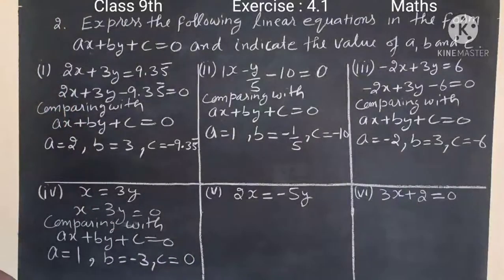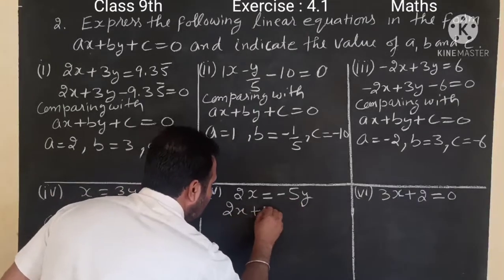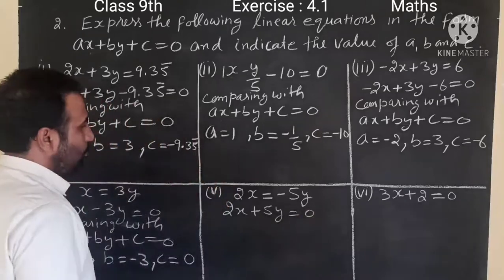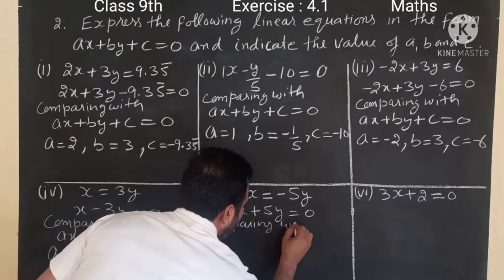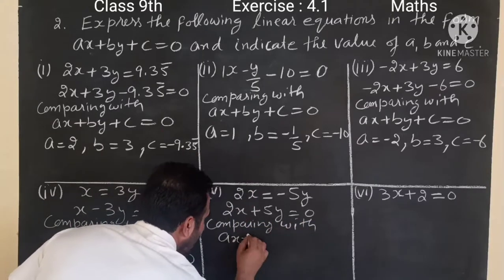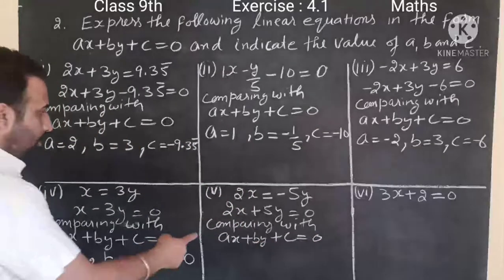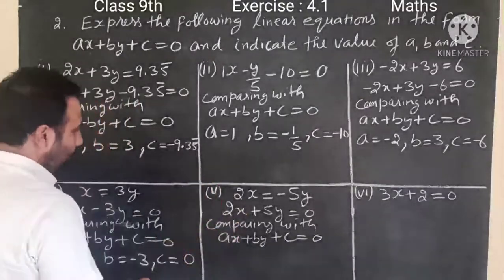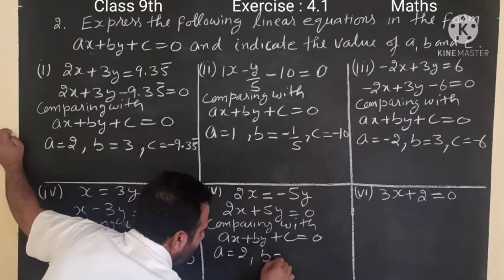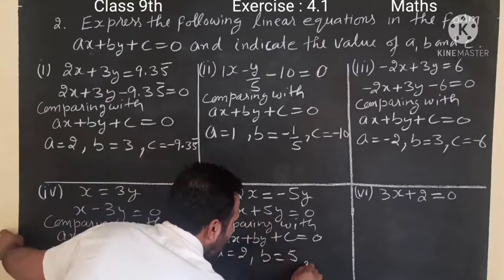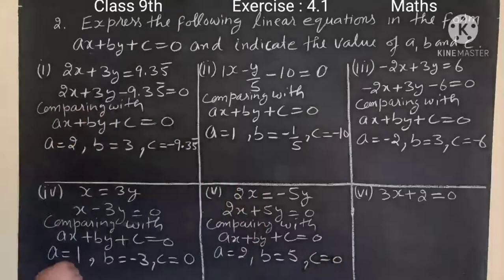Okay, so sum number fifth, 2x minus y will go that side, sign will be changed, equal to 0. Now we will compare with ax plus by plus c equal to 0. Okay, so if we are checking x variable, the value of a is 2 and the value of b is 5 and there is no constant number, so the value of c is 0.